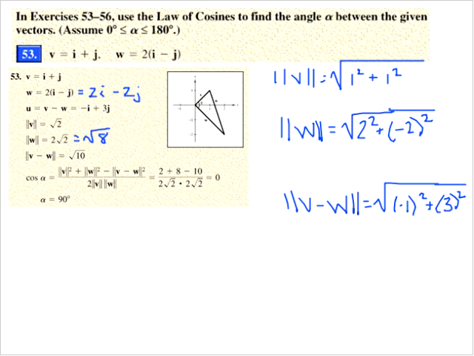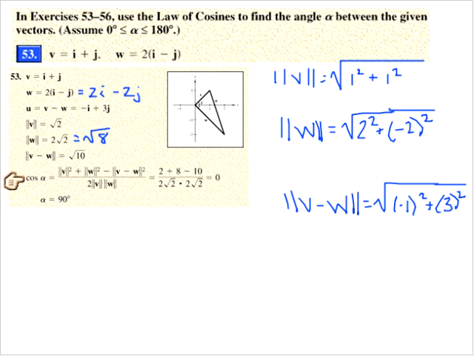And then u, in my picture here, is actually v minus w. So when I subtract those, v minus w gives me the point 1 minus 2 is negative 1, 1 minus negative 2 is positive 3. So it gives me the point negative 1, 3. So the magnitude of that is negative 1 squared plus 3 squared, which is your square root of 10.